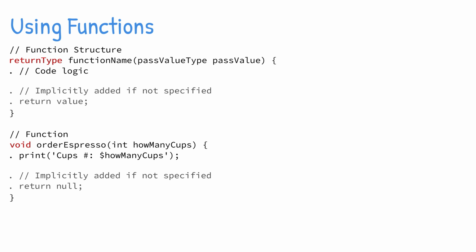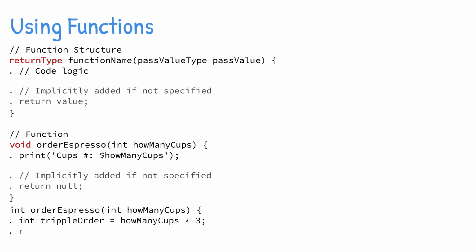But when the function is expected to return a value, start the function with the type of data being passed back, like a boolean, an integer, a string, a list, and so on, and use the return statement to pass a value. The following examples show different ways to create and call functions and return different types of values.